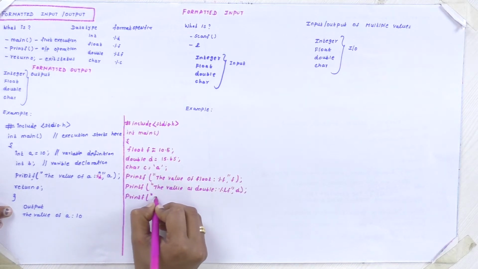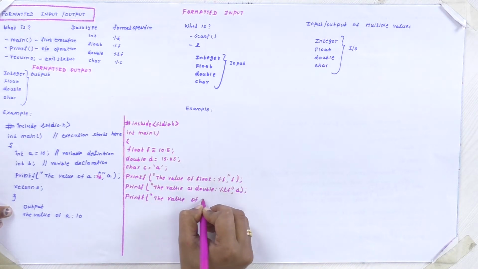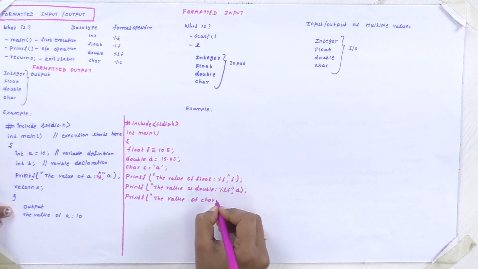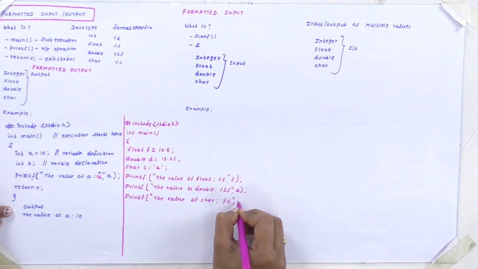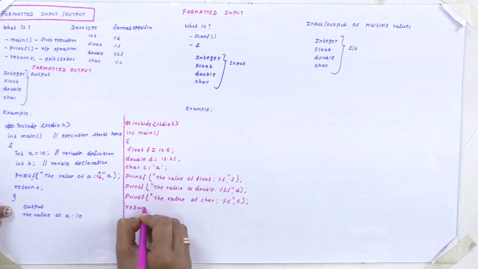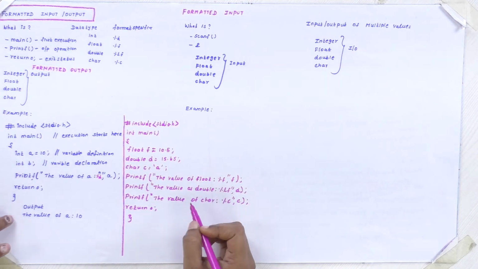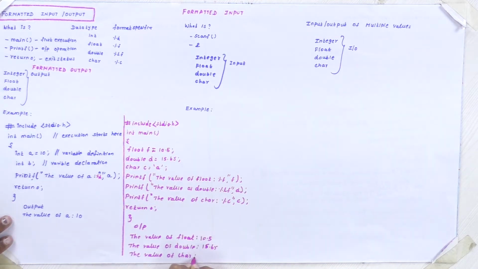Printf, again you should give the value of char. So here what is the format specifier? %c, then c, return 0, then close the function. So here the output will print the value of the character. So this is the output for this respective program.